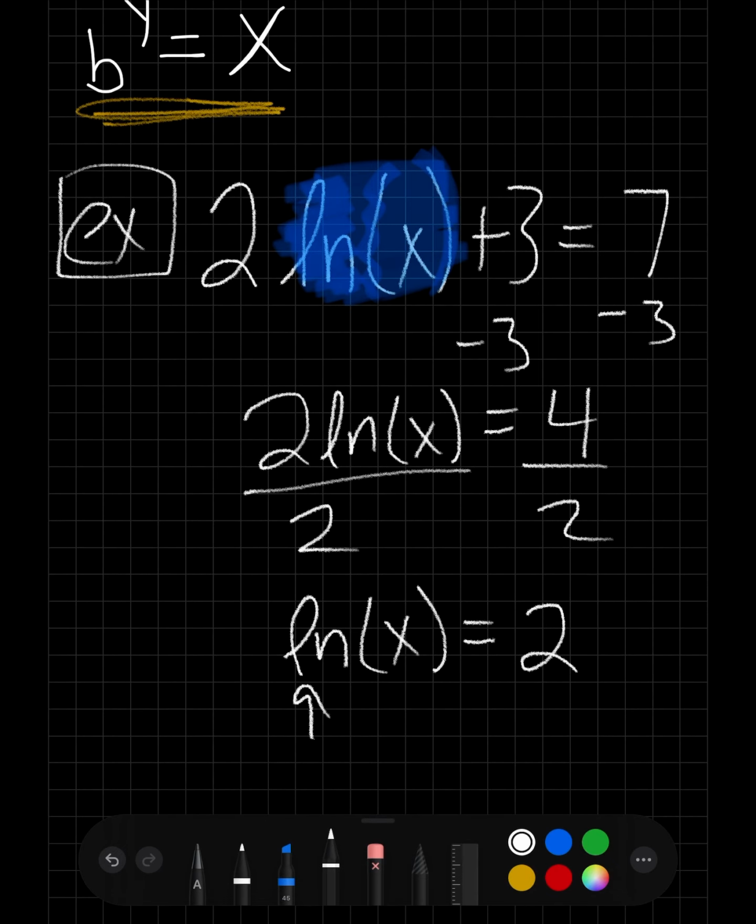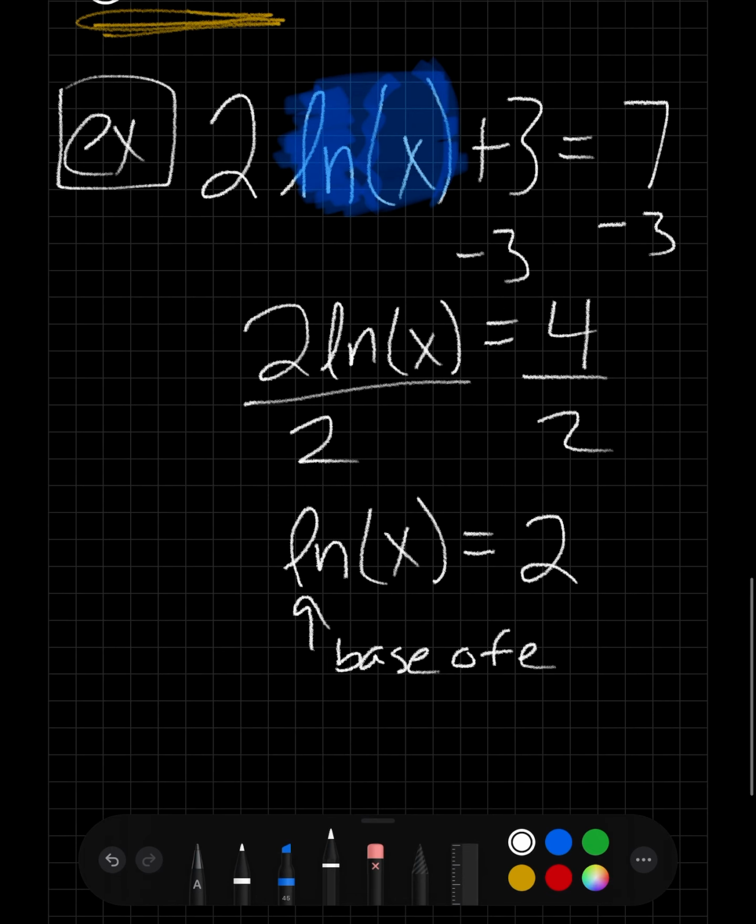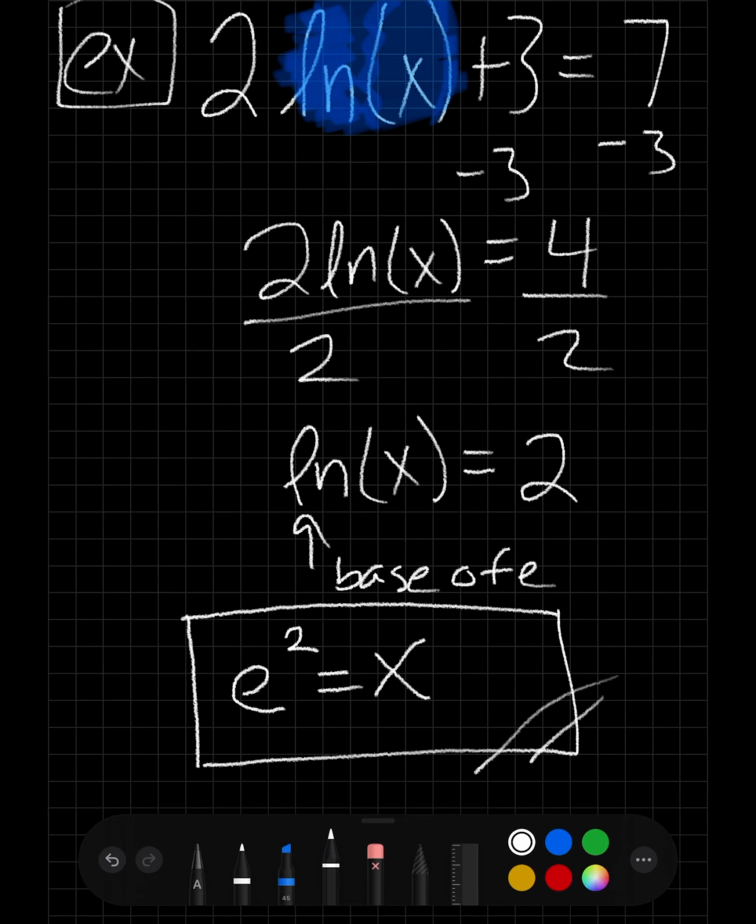And here's where we're going to use our definition. Remember, the natural log has a base of e. And so this statement, natural log of x is equal to 2, can only be true if e squared is equal to x. And this would actually be your final answer here. I would not want you to type it into a calculator or round it. This would be a perfectly acceptable answer. Remember, don't be intimidated by e. E is just an irrational number.